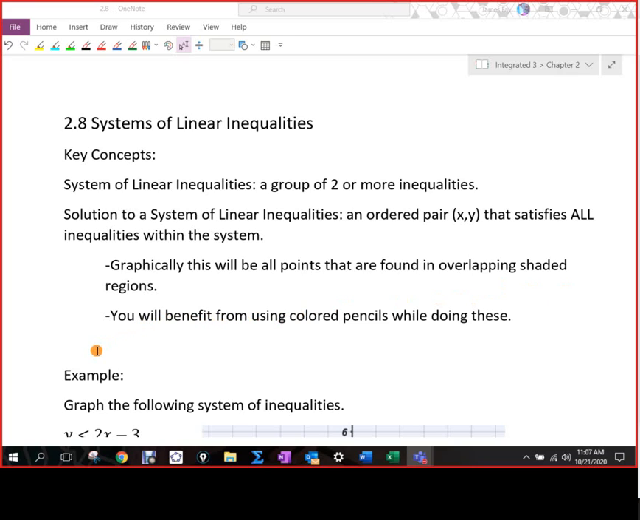It says graphically this will be all the points that are found in overlapping shaded regions. Okay. It says you will benefit from using colored pencils while doing this. I'm going to show you how to do this by hand initially, and then I'll also show you how to do this using Desmos.